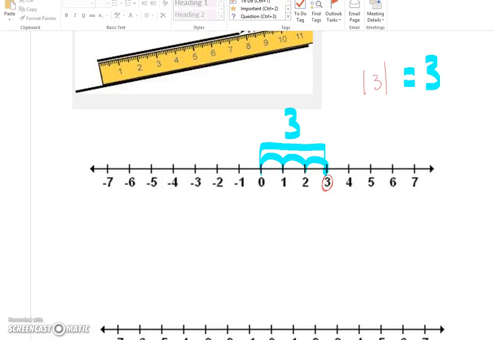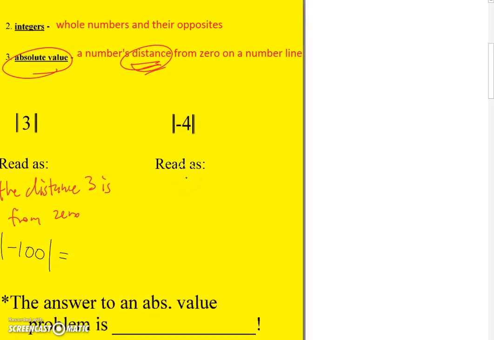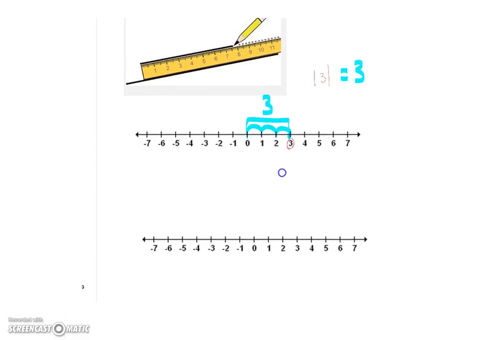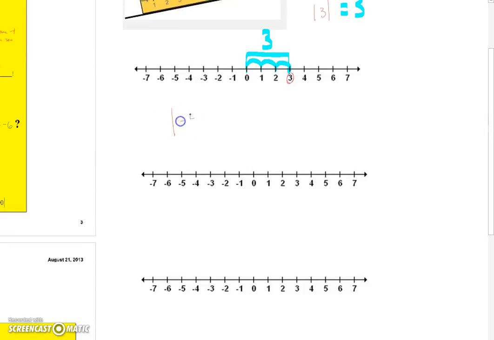Now, if we look at the absolute value of negative 4, basically it's saying the distance that negative 4 is from 0 on the number line. Okay, let's go back over here. Well, how far away is negative 4 from 0? Well, it's 1, 2, 3, 4 spaces from 0. So the absolute value of negative 4 is 4, because it's 4 spots away from 0.